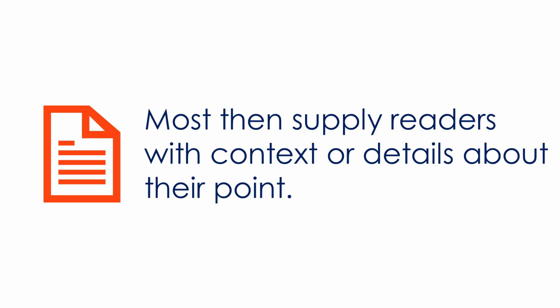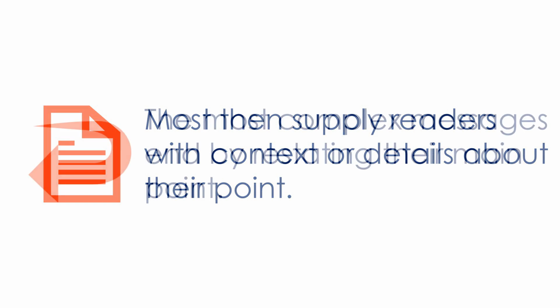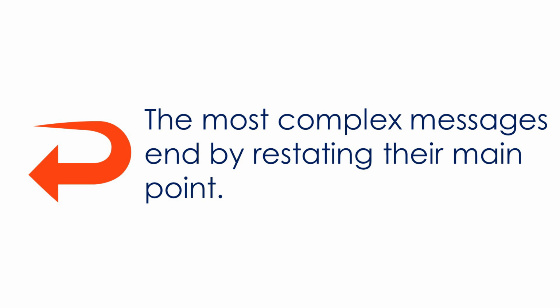If you have additional context or details that you want to supply your audience with, you would then put that after rather than before your main point. And if your message is particularly lengthy or complex, you'd want to circle back around at the end and provide a summative conclusion of your main point. It's that simple, right? Start out with your main point, then provide supporting context or details, and if your message is particularly long, provide a summary at the end.